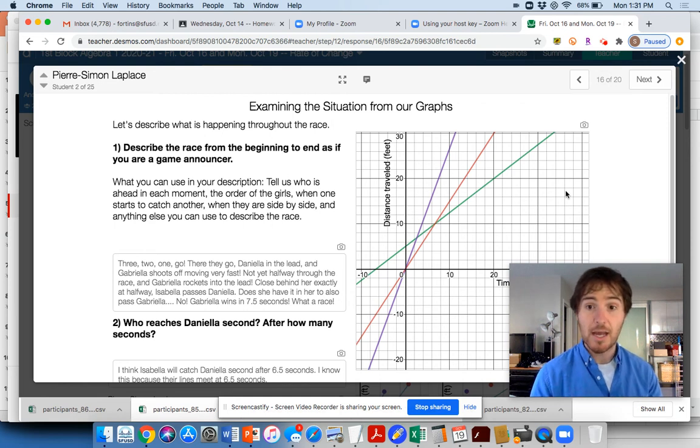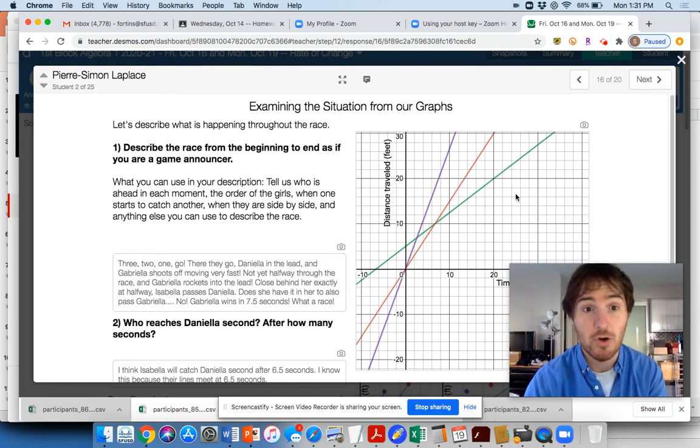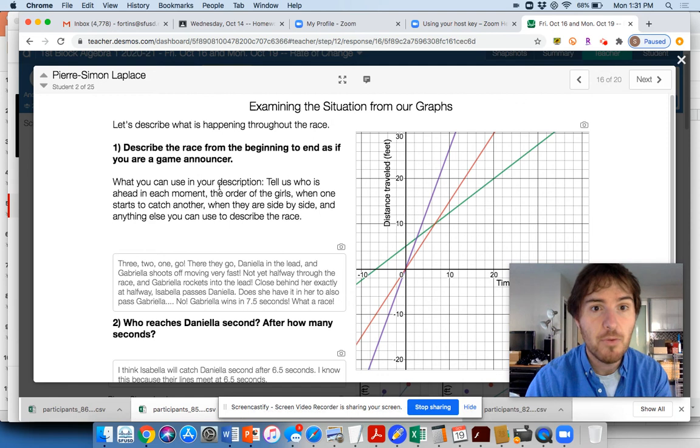And this is a real world context, right? Lots to think of here, and rate of change and starting number, how they affect here. Describe the race from the beginning to the end as if you're a game announcer. What can you use in your description to tell who is ahead in each moment? The order of the girls, when one starts to catch another, when they are side by side, anything else you want to describe the race.